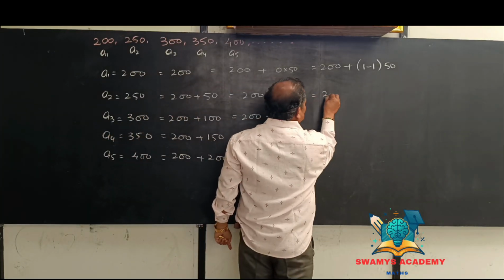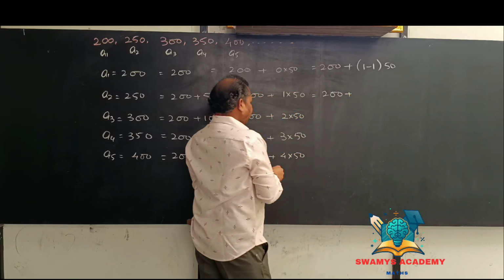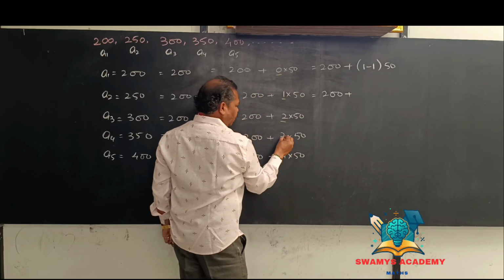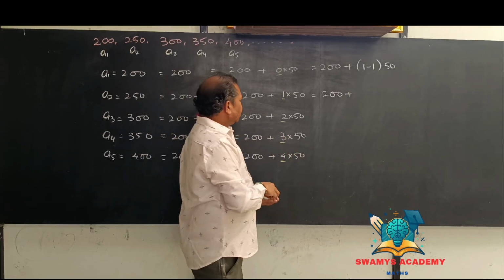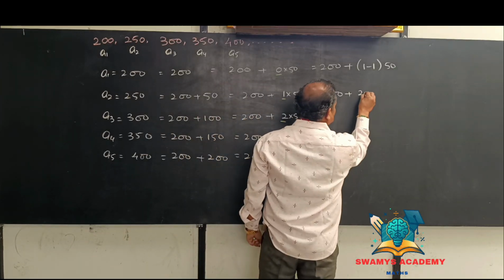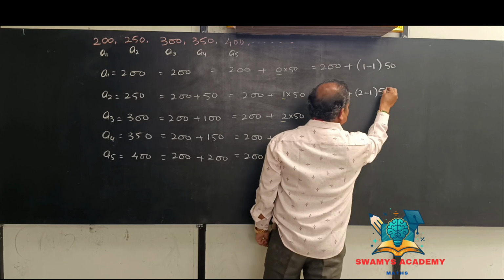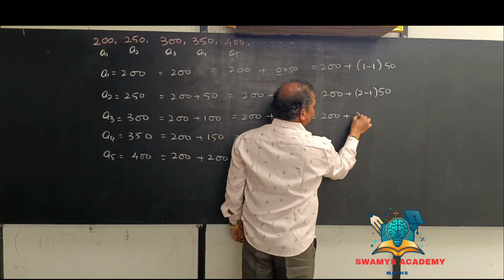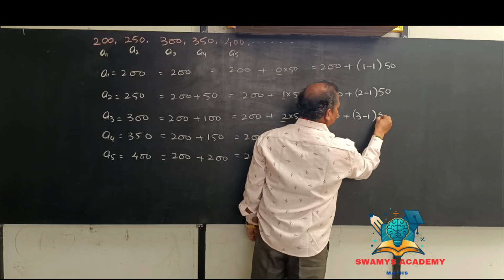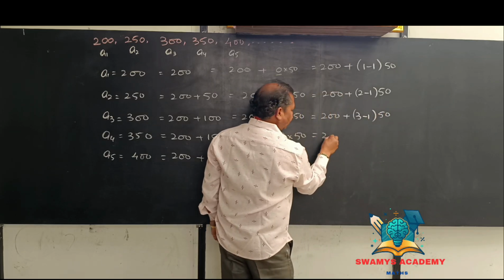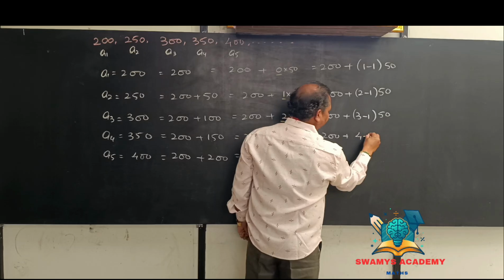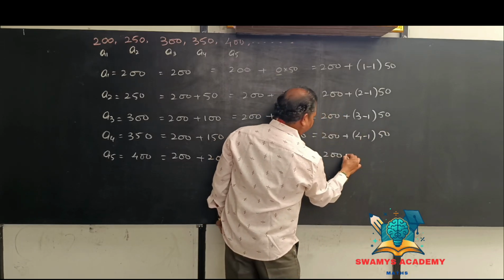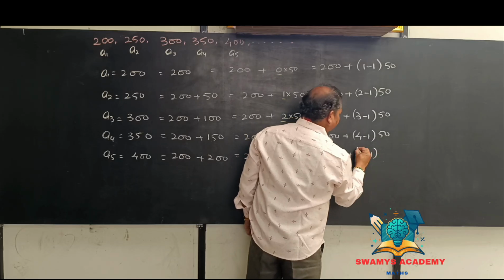Next thing is 200. So in place of 0, 1, 2, 3, 4, we are changing that. In the 1 place, what I can write is 2 minus 1, remaining 50 as it is. In this also 200. So in the 2 place what I can write here is 3 minus 1 into 50. Next in the 3 place I can do 4 minus 1 into 50. Next in the 4 place I can do 5 minus 1 into 50.